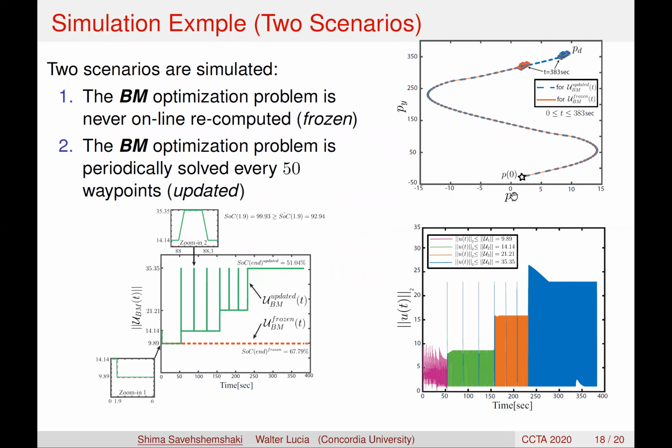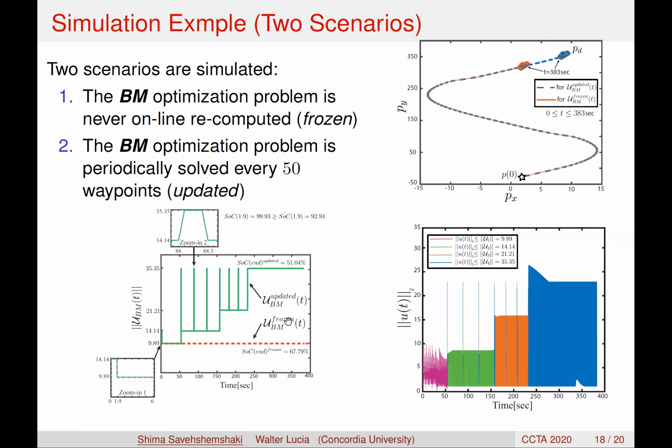In this simulation, 2 scenarios are simulated. The first one is where the BM optimization problem is never recomputed online. We call it frozen. The second one is where the BM optimization problem is periodically solved every 50 waypoints. We call it updated. Let's take a look at this figure at the bottom.